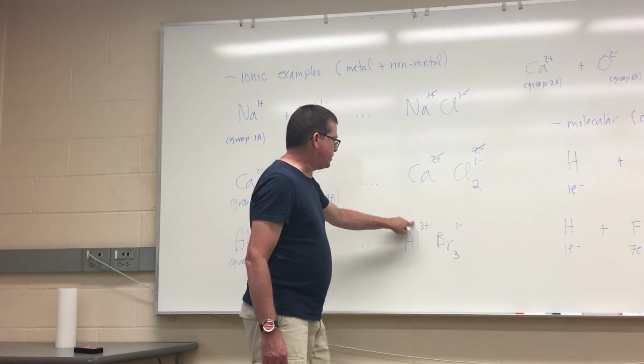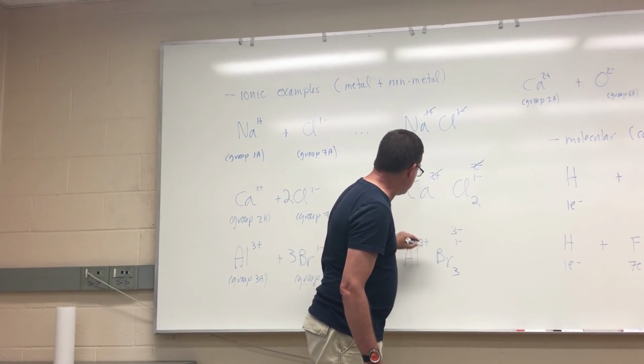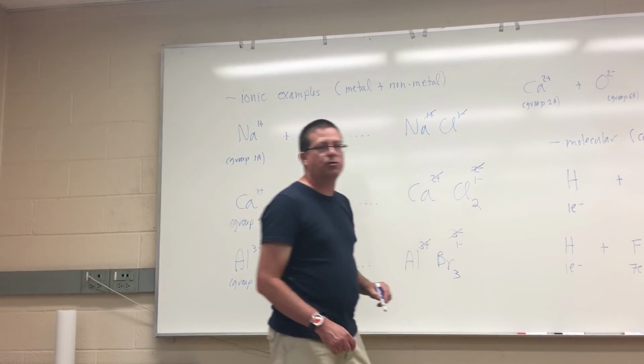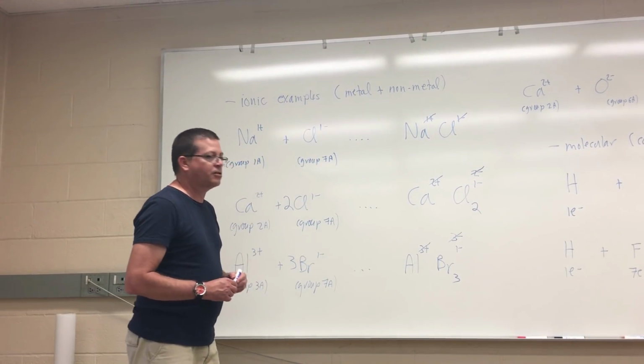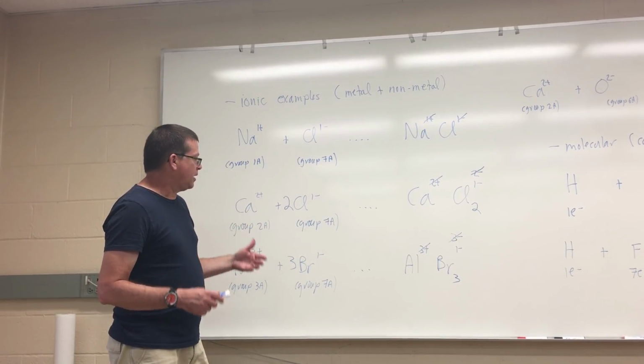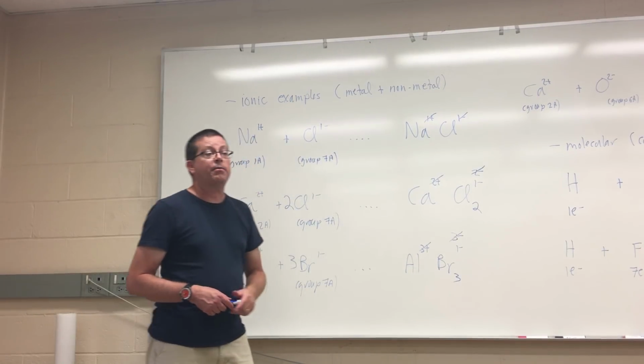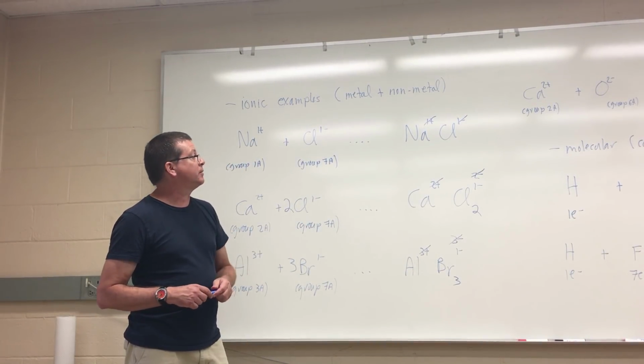So now I have a 3+ here. The 1 minus times the 3 bromides gives me a 3 minus. The 3+ and the 3 minus cancel to give me charge neutrality. So the unit formula for the ionic AlBr3 is this. It's Al coupled with 3 bromides. So that would be our formula.